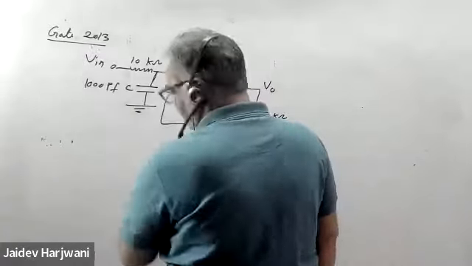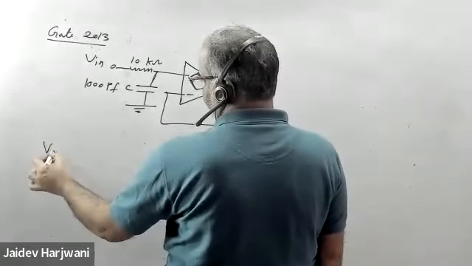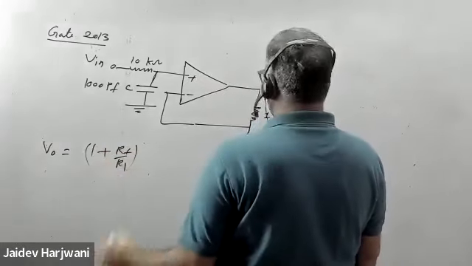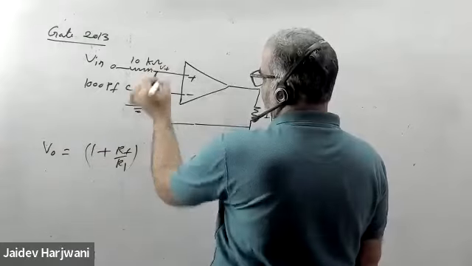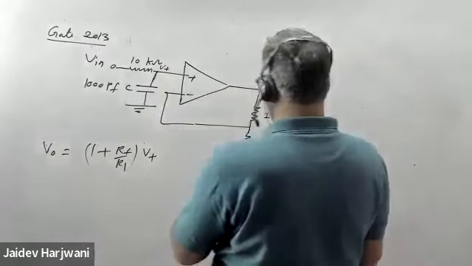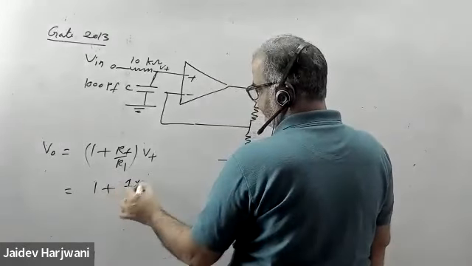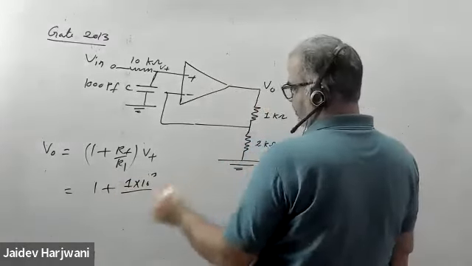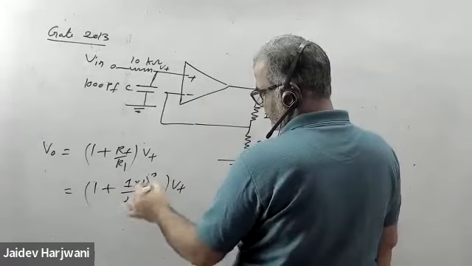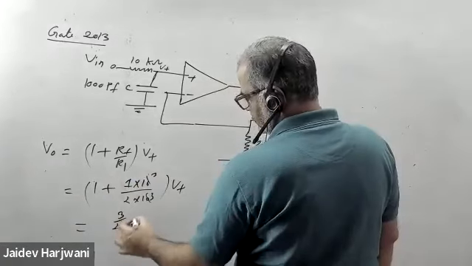So again, you write the expression for V naught. V naught will be what? 1 plus RF upon R1, into V plus. What is V plus here? And you know this RF is 1 kilo ohm, and R1 is 2 kilo ohm, into V plus. So this becomes 3 by 2 V plus.